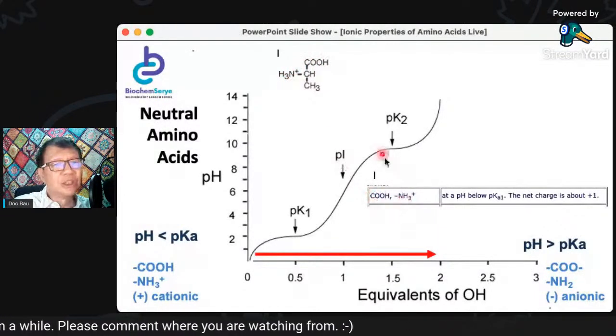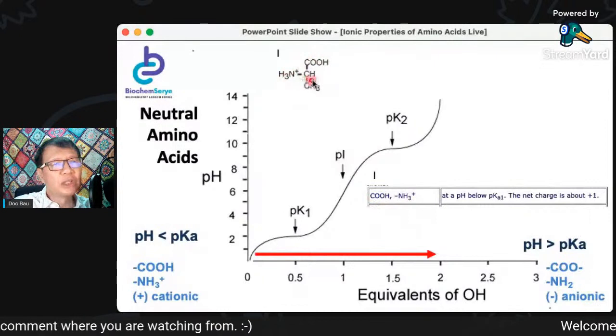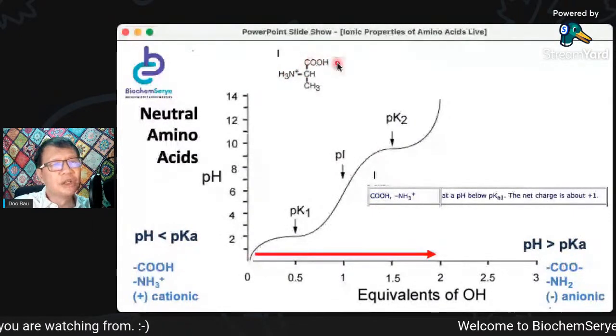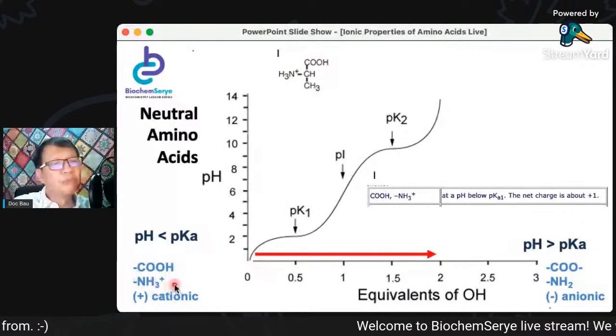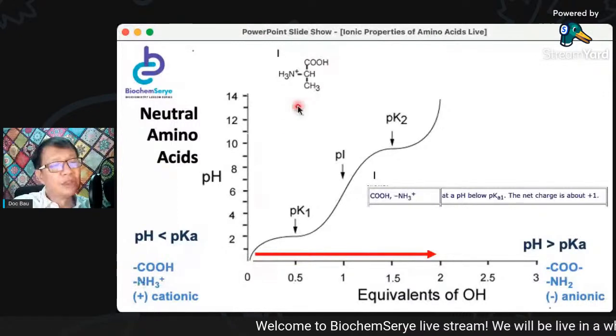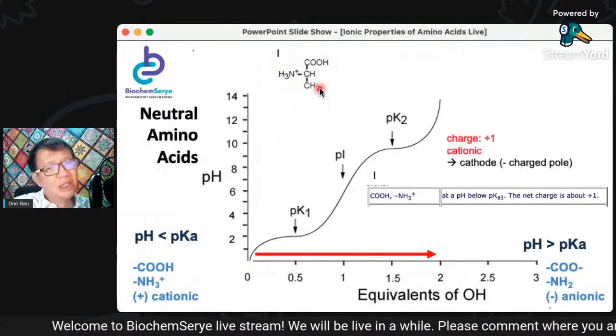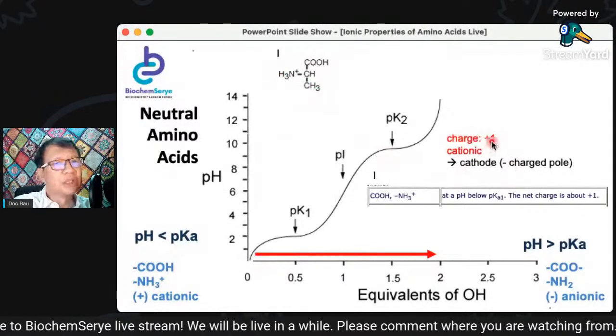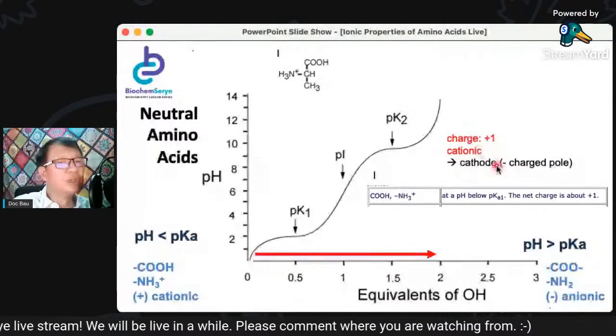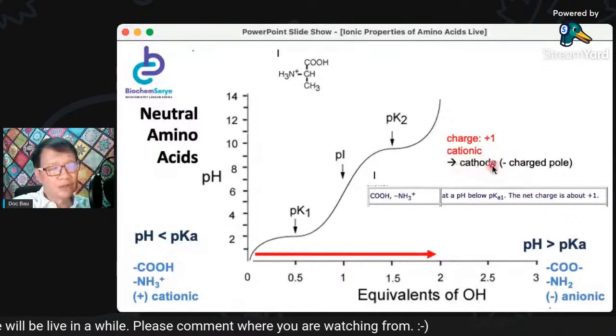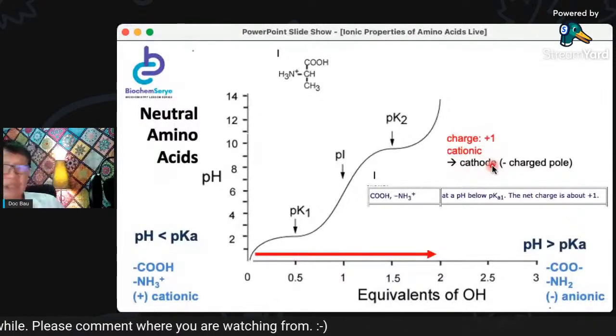So these are the two moieties. If you look at the charge, your carboxyl group is zero, it's neutral, but your amino group, the ammonium ion, is +1. So the charge here is +1. It is cationic. It will now migrate to the cathode. So let's titrate. What happens now?